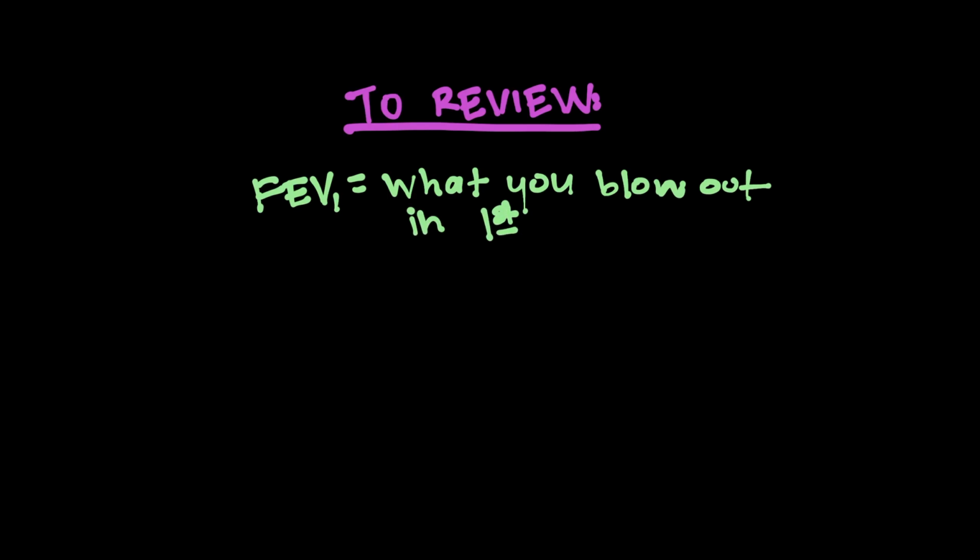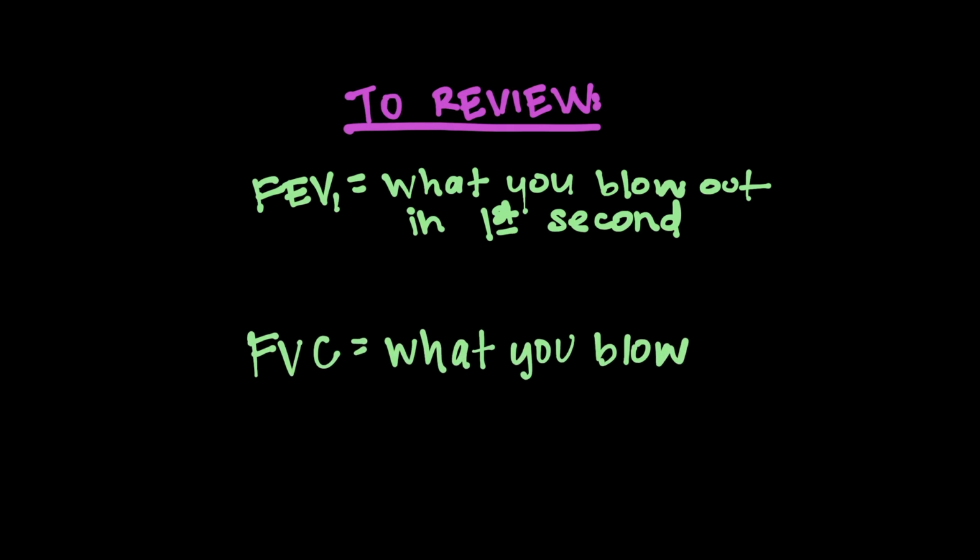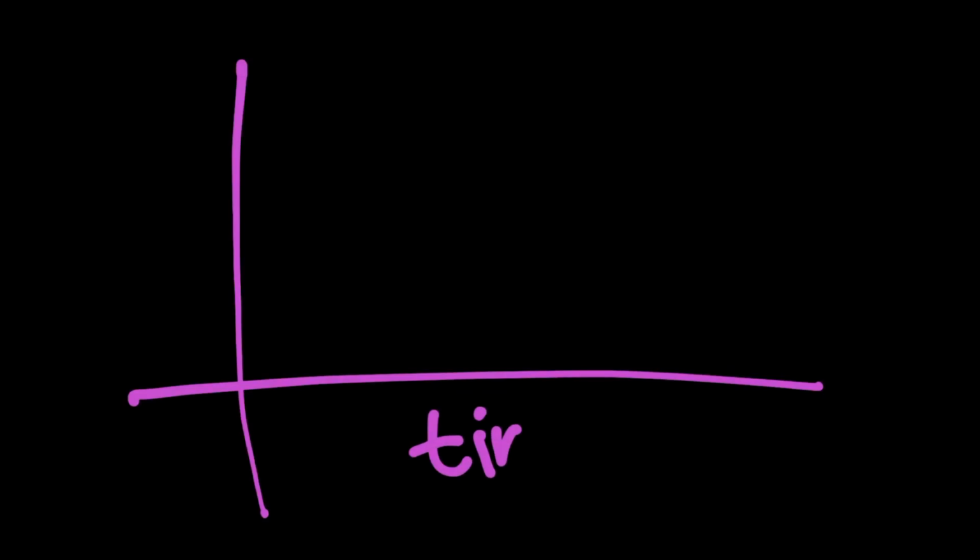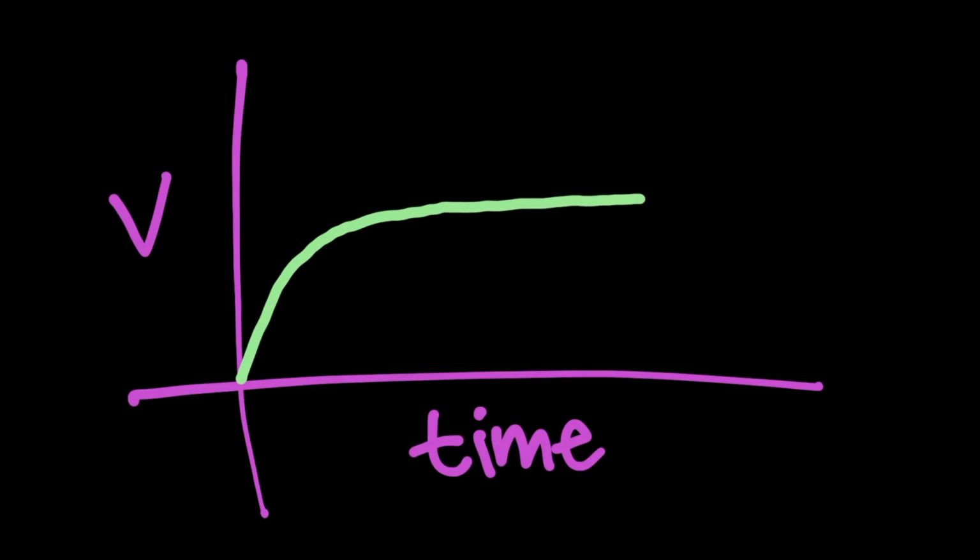All right, so to review, the FEV1, if you recall, is essentially the volume that you breathe out in the first second that you're blowing out, okay? The FVC, the forced vital capacity, is the total volume that you blow out in the whole breath. So here's a graph. Time is on the x-axis, volume is on the y, and this line is what a regular person blowing out air would look like. So at 1 second, you've breathed out most of your air, and you have still more to go, but it plateaus.